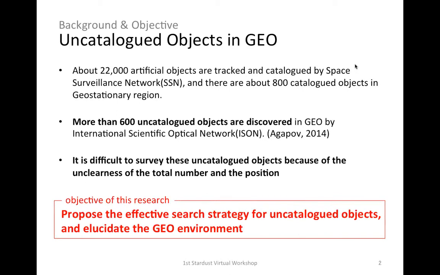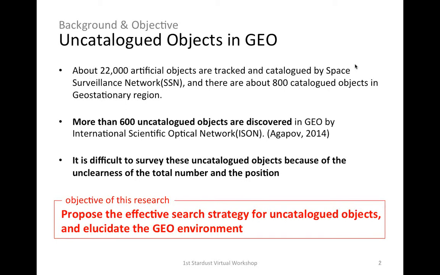The artificial objects in space are tracked and cataloged by the Space Surveillance Network. There are 800 cataloged objects in the geostationary region. However, in the present day, more than 600 uncatalogued objects have been discovered in the geostationary region. It is difficult to survey the uncatalogued objects because the total number and the location are unclear.